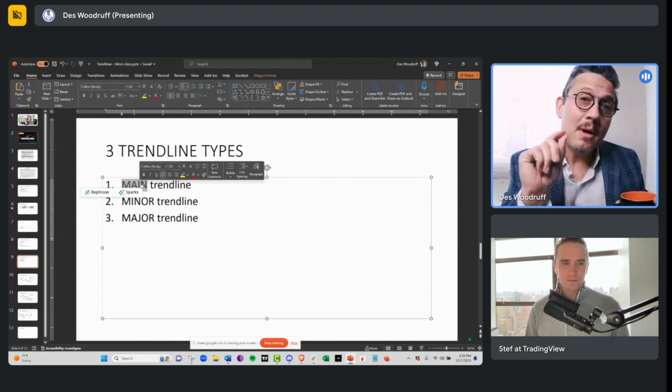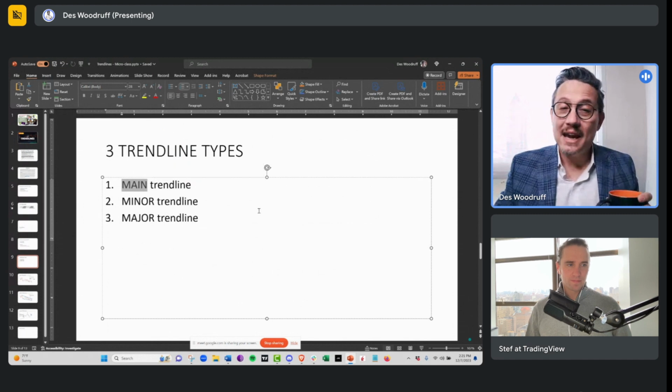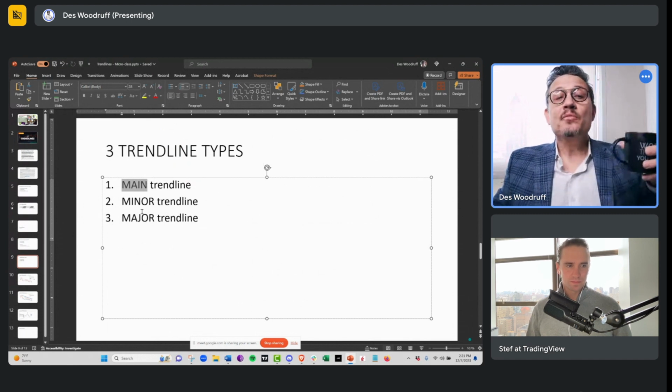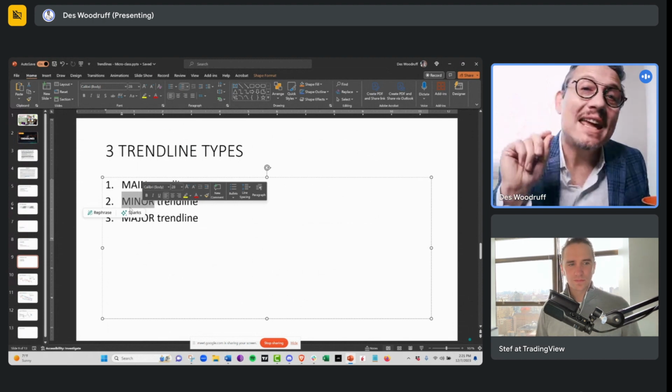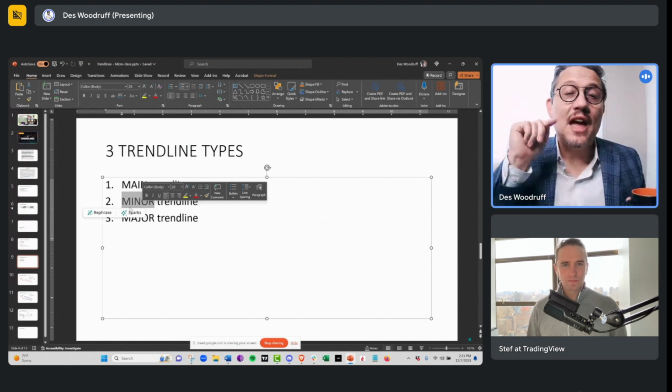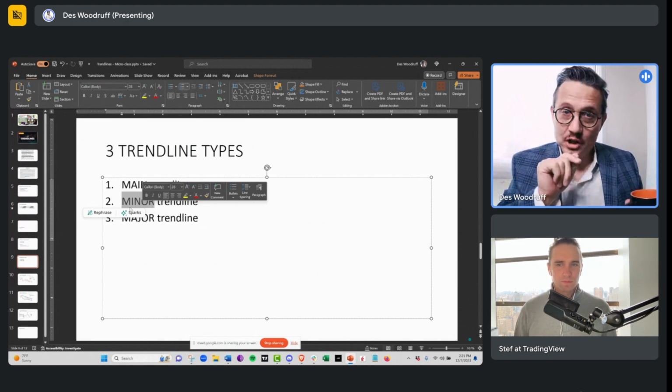But don't screw up the main. The main is your bread and butter. The main is your big dog. The main is it. Minor is what we're going to use, if you're taking notes. The minor is when we're going to enter the trade. The minor triggers our entry.